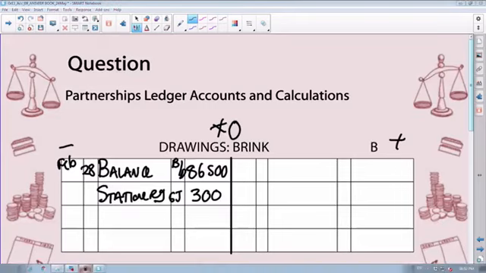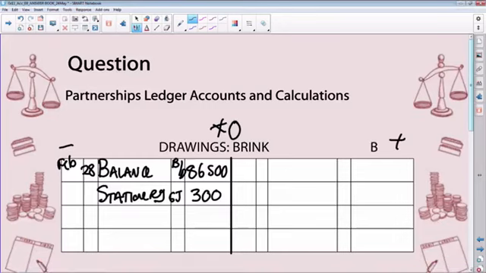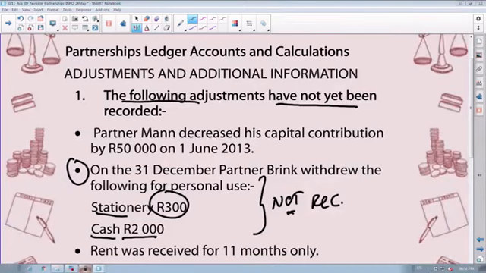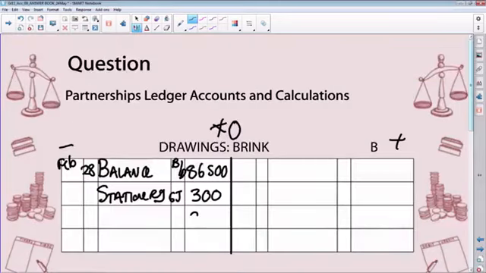He also took cash. Let's just quickly confirm the amount. So he took cash as well for an amount of 2,000 rand. Once again, it's not recorded, so let's record this on our answer sheet. So, debit 2,000. Once again, journal. Now you're probably thinking, but it's cash, so it should be the CPJ. You are correct. Or you can put this into the general journal. It doesn't really matter.